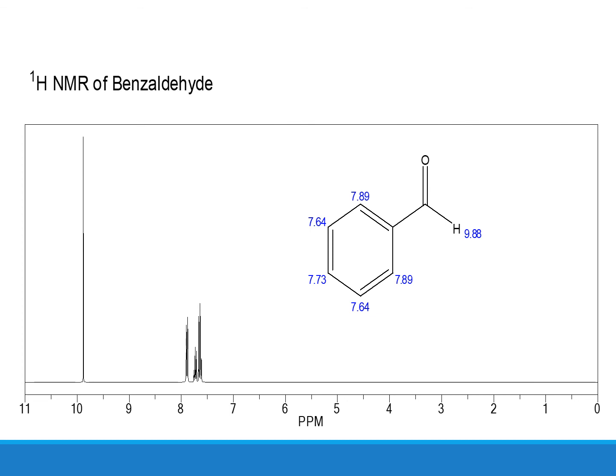But for the 3 peaks close to each other, you can also see splitting, because these aromatic hydrogen atoms are within the range of 3 bonds from one another, and they can split into triplets and doublets of doublets.